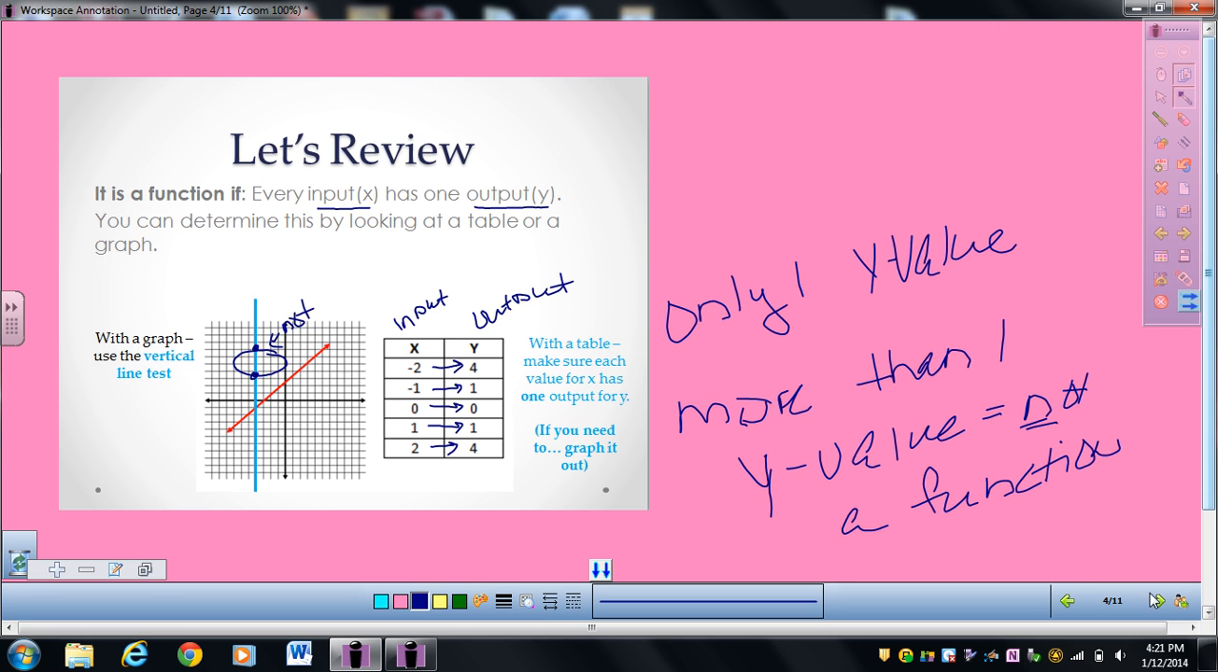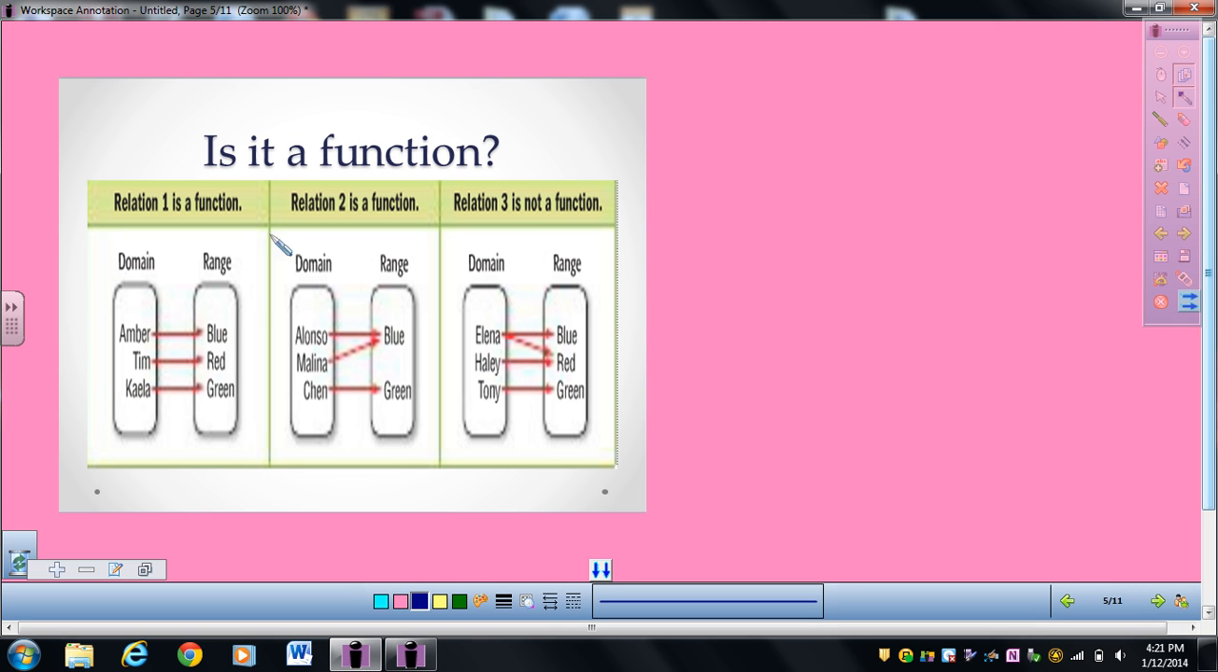Okay? So let's look at here. We have 3 examples here. This one is a function because Amber only has blue, Tim only has red, and Kayla only has green. So that is a function. Because each one of these x values, remember domain is x and range is y, the x's only have one y value. So that makes it a function.